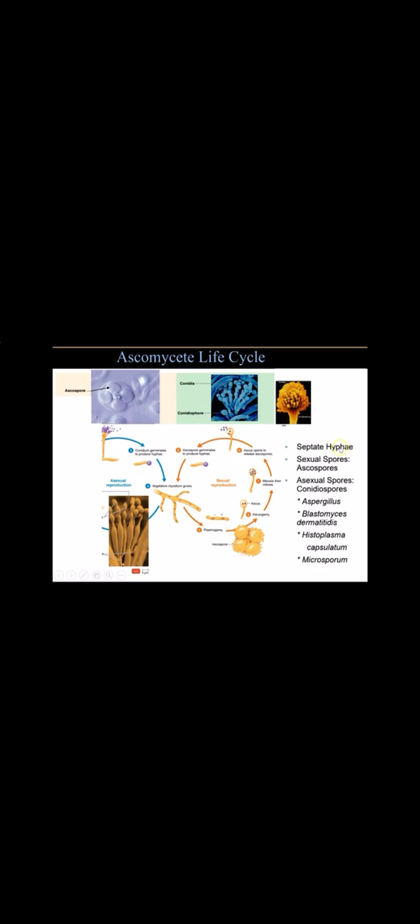So notice that they look different, and they're formed in different places also. All their hyphae are septate. They have septa separating cells from one another. So again, sexual spores are ascospores, asexual are conidiospores or conidia. I have four pathogens in this group, including Aspergillus, which I will talk about, these pathogens and the diseases they cause, shortly.